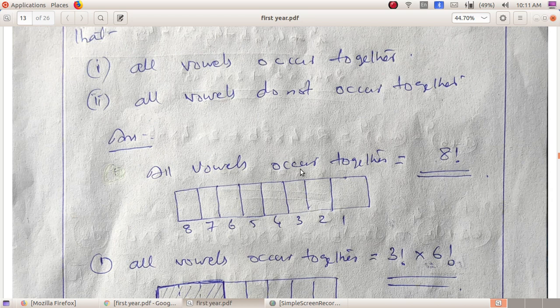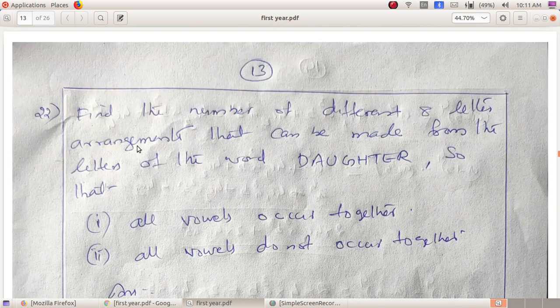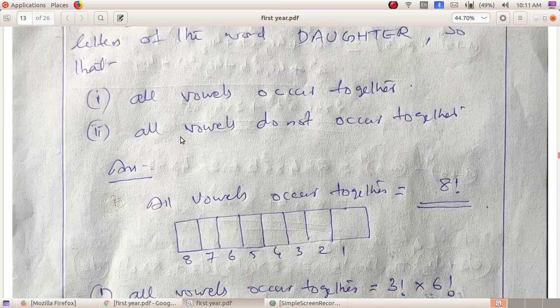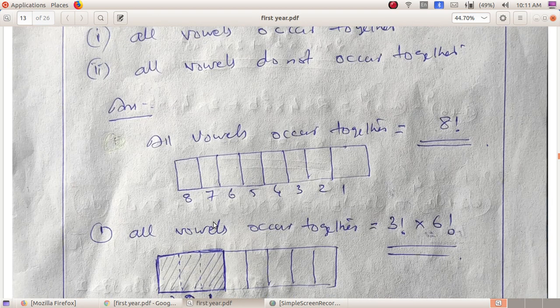But this is not the answer for this question, since the question is all vowels occur together. Find the number of different 8 letter arrangements. So the total number of different 8 letter arrangements is 8 factorial. So you write here: total number of 8 letter arrangements is equal to 8 factorial. So you strike this word. Then first question, all vowels occur together.